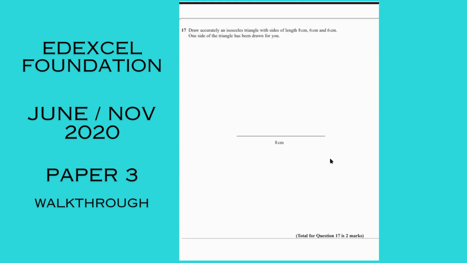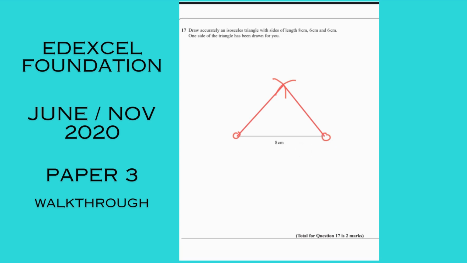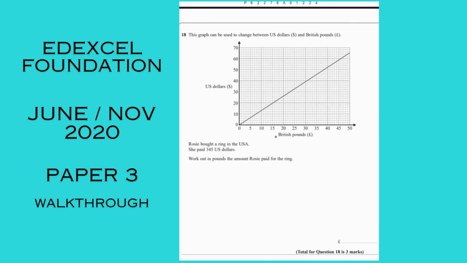Next one. Can't do the constructions for you, so I'll just talk you through it. So the 8 has been drawn for you, so set your compasses using a ruler to a distance of 6 centimetres. Put your metal point on each end. Then over here, draw yourself an arc, and it should end up being nice and symmetrical, or an isosceles triangle? Apologies. I'm hoping yours is better than mine.